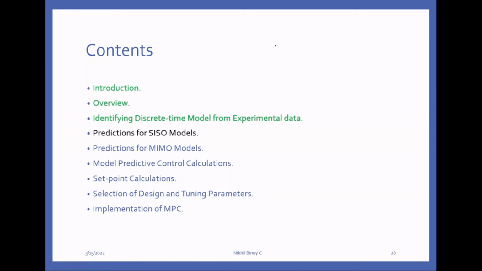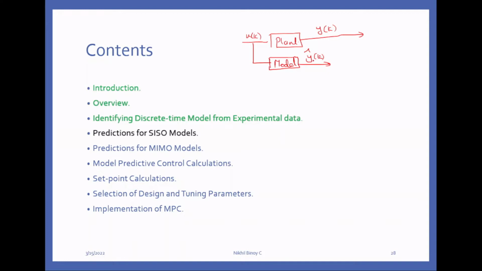So we have a plant, right? Then we have a model also. We have a model and we are giving the same manipulating variable u of k to these two systems. So this is giving the output of the plant, that one is the actual output y of k, and what we are doing, we are predicting the output of the system. Okay, so this is y cap of k.